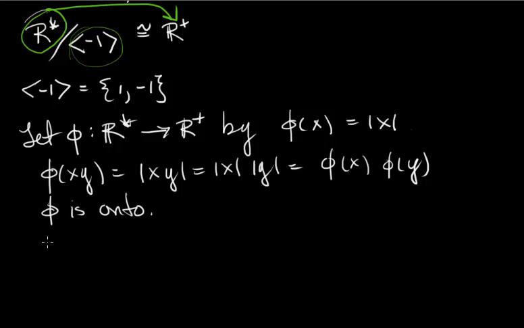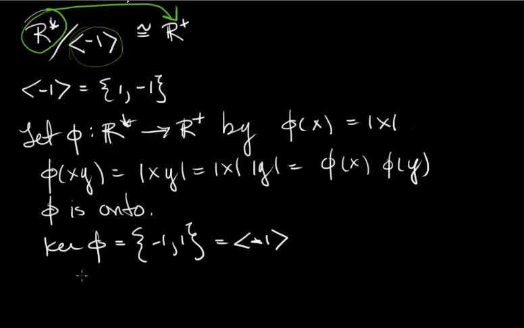And so now we need its kernel. The kernel of phi is the set of all numbers that map to the identity in the positive reals under multiplication. The identity is 1. So the kernel of phi will be -1, 1. And that is our little subgroup generated by -1. So once we have that, we're done.